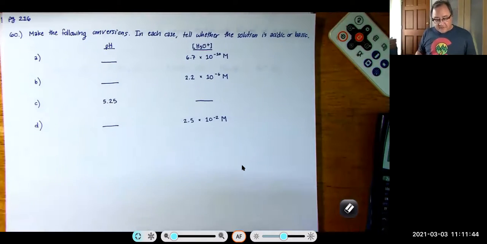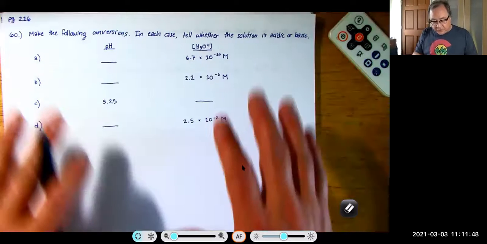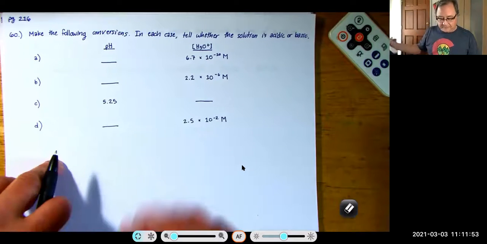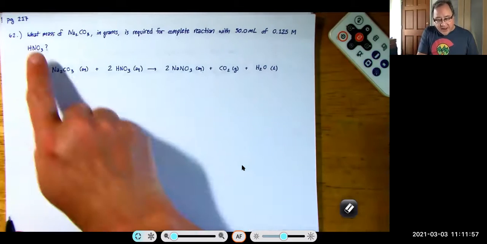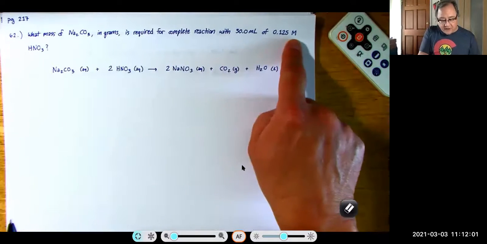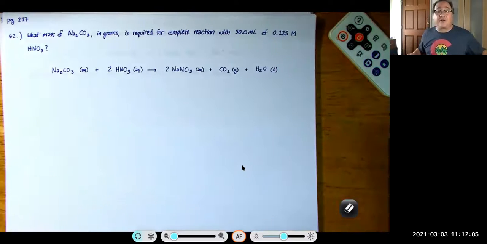Okay, make the following conversions. This is just practice for you using those formulas. So I'm going to skip this one. What mass in grams is required for complete reaction of 50 milliliters of 0.125 molar HNO3? So this is a good problem for us to finish off on.